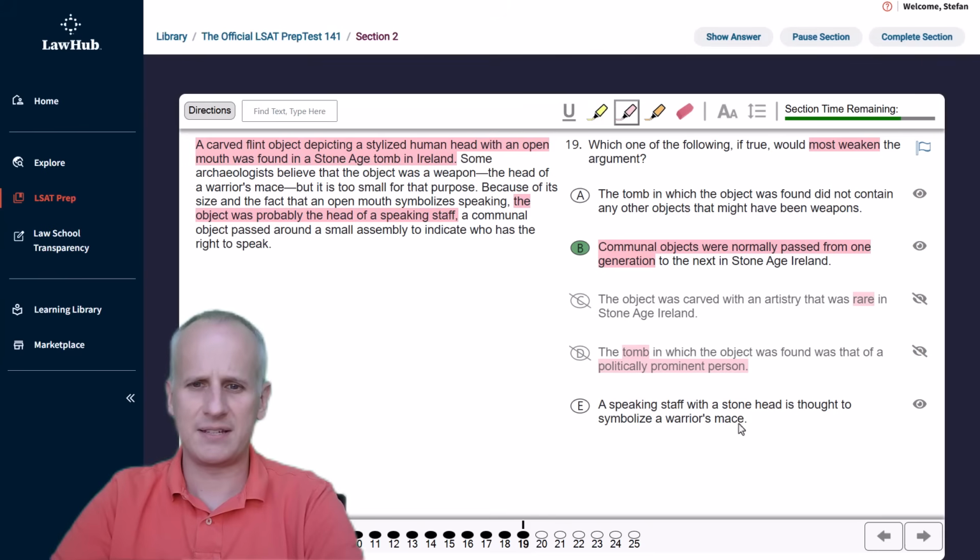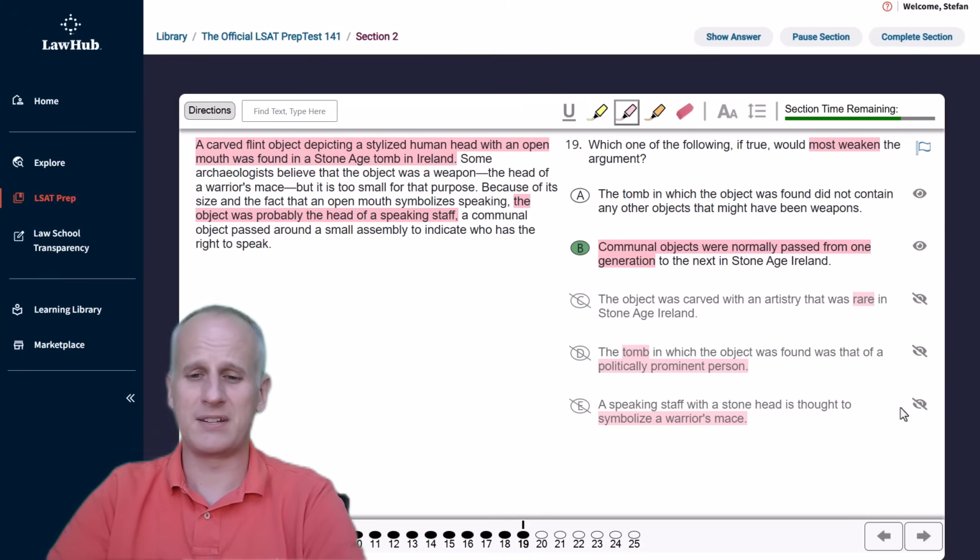Well, again, this makes it seem like it looks like a warrior's mace, but was in fact a speaking staff. So that, or the head of a speaking staff. So choice E, just as choice D did, actually strengthens the argument, doesn't weaken it.